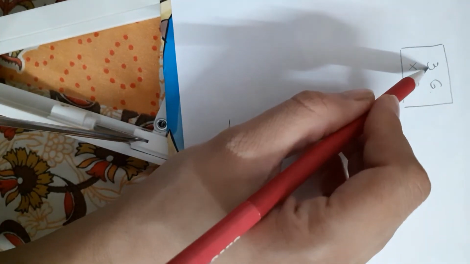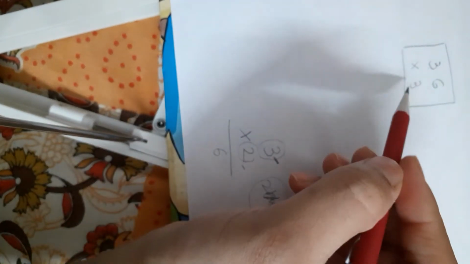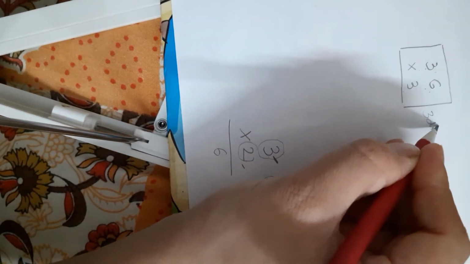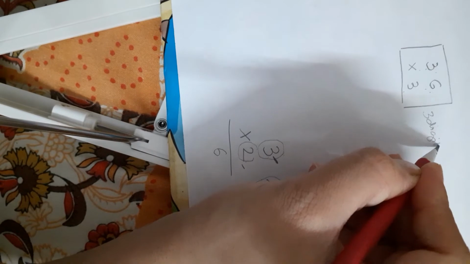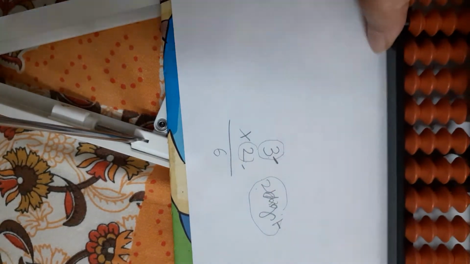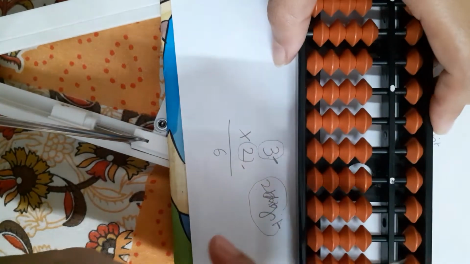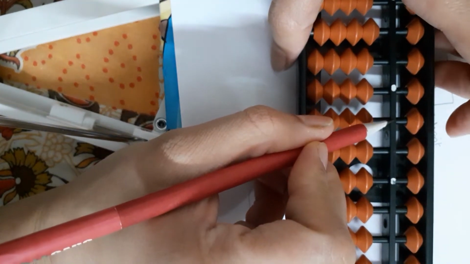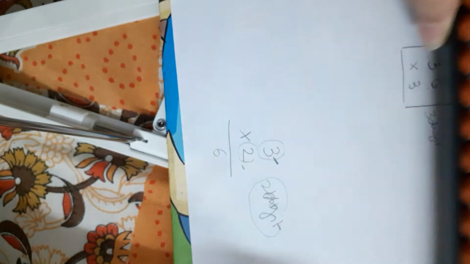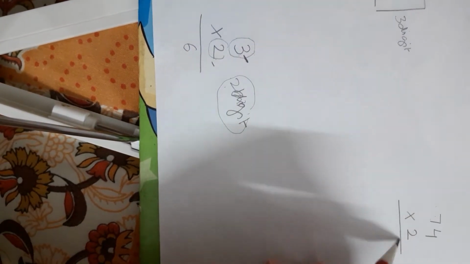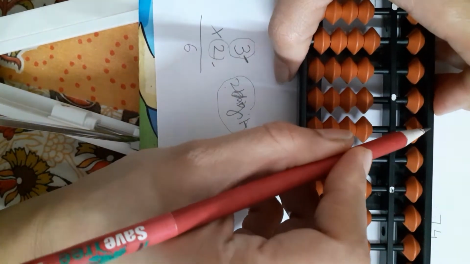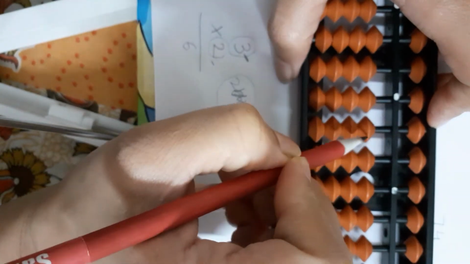Second question, 36 into 3. Here 1, 2, 3, 3 digits, right? 3 digits. So I'll start putting my answer from the third place. This is again 1, 2, 3, a 3 digit number. So I'll start from the same third, hundreds place. I'm putting my answer on the hundreds place.